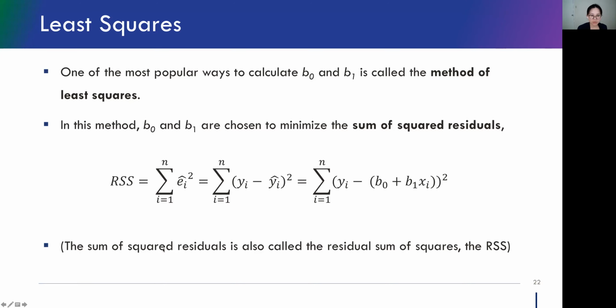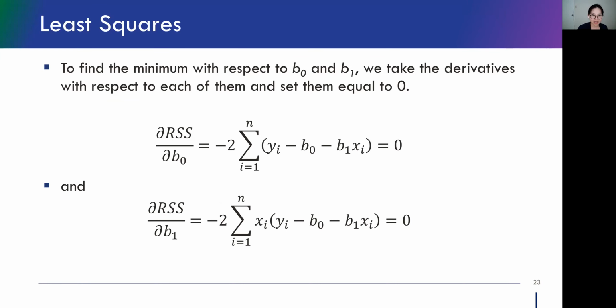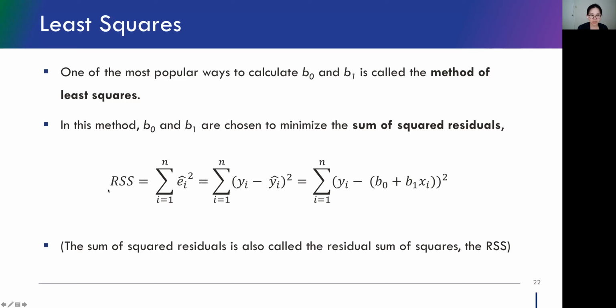So the sum of squares residual is also called residual sum of squares. But anyway, we just use RSS to denote this quantity, and our target is to find the minimum of RSS with respect to B0 and B1. So this RSS, you can think of it as our target function or objective function.